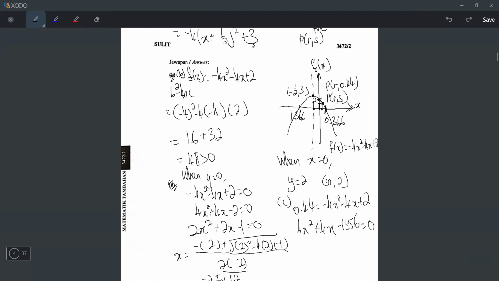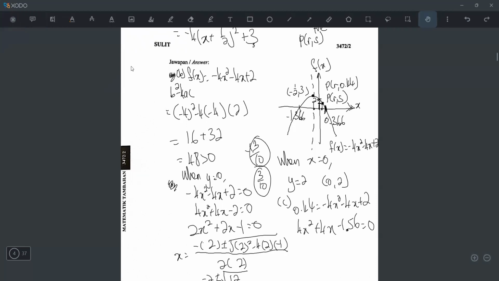Right? And you should factorize this, so you will use your calculator to factorize. Let's see whether I get a pretty answer or ugly answer. All right, so 4 and negative 1.56. Okay, I get a very pretty answer because I get 3 over 10 and also negative 13 over 10. It means I don't have to use the quadratic formula like just now.